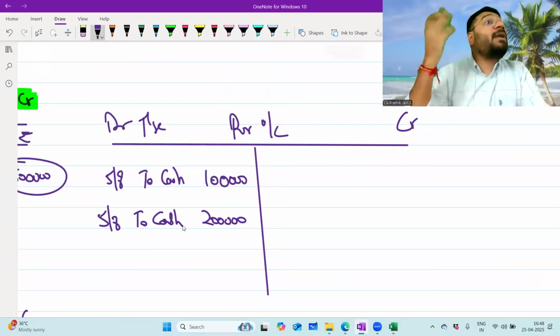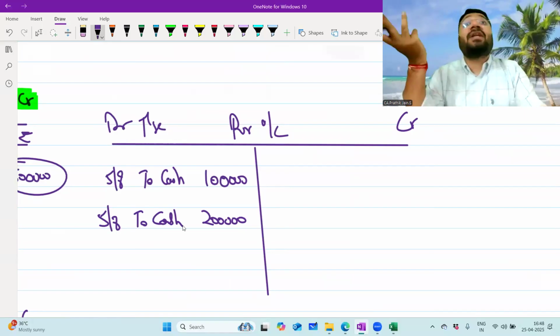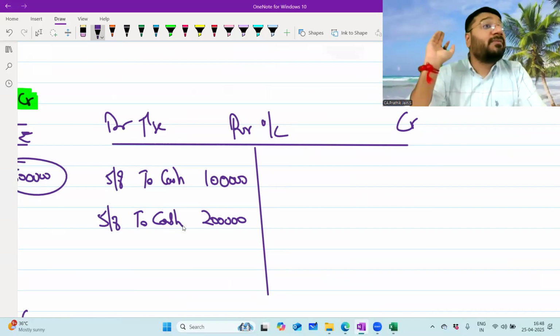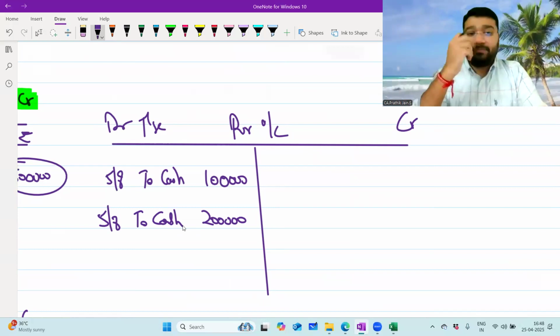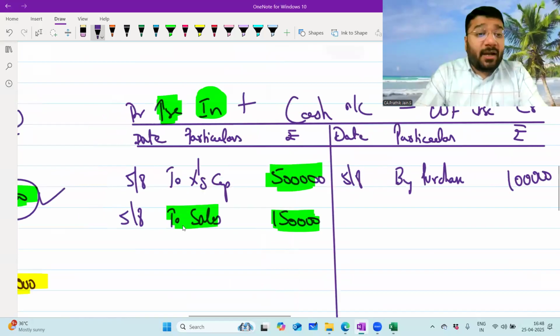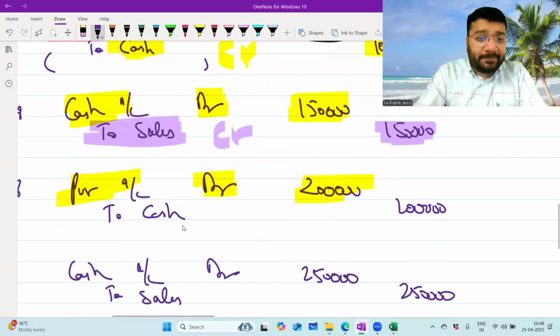No, even I can do credit purchase. Any transaction can come in this. I can reverse the purchase in the purchase account itself. So anything can come. So don't learn by heart that always to cash will come on the debit side. Read the transaction, understand the entry, accordingly pass the entry.